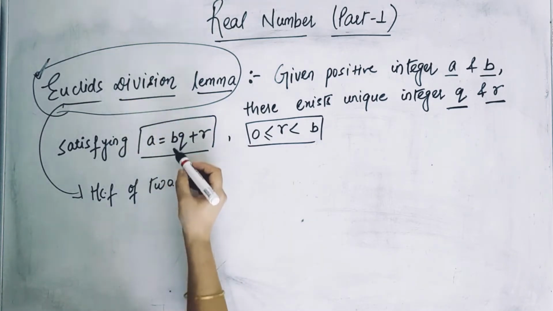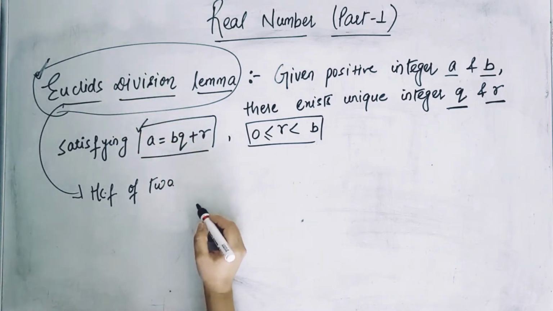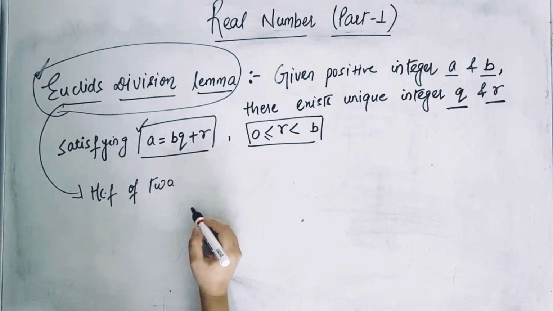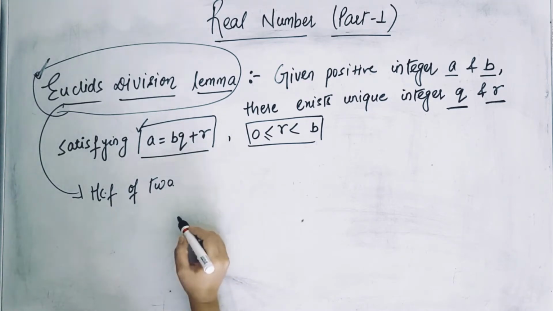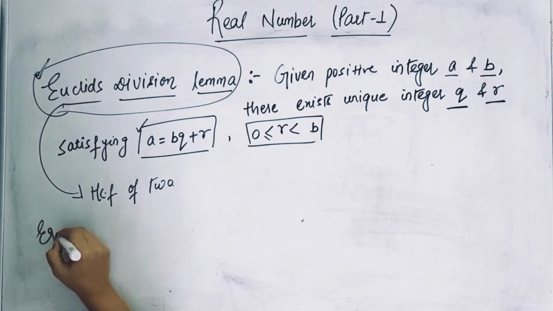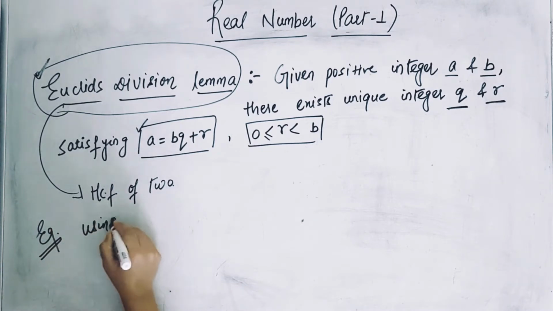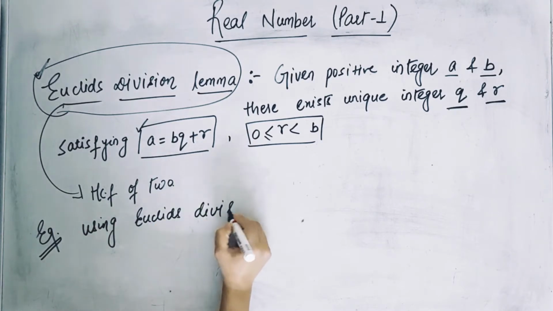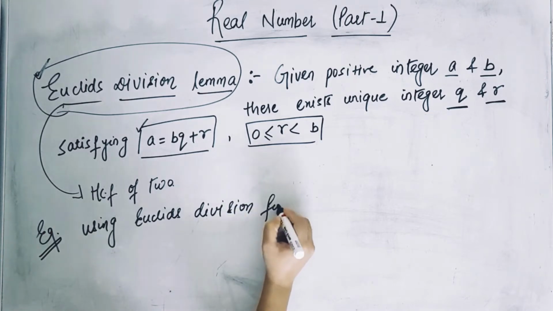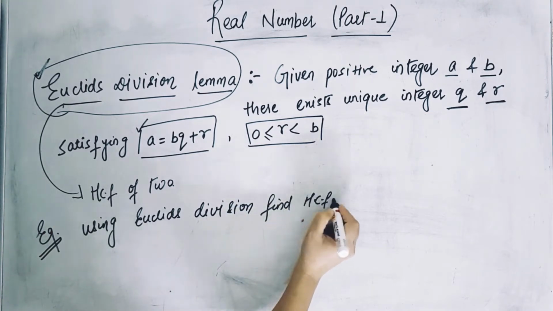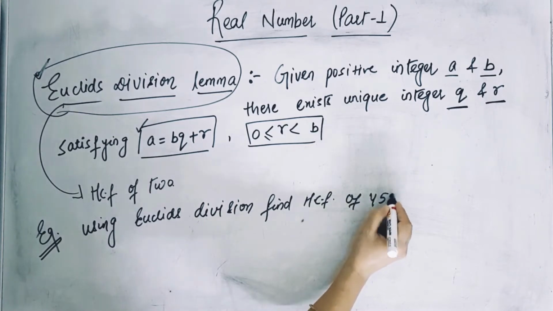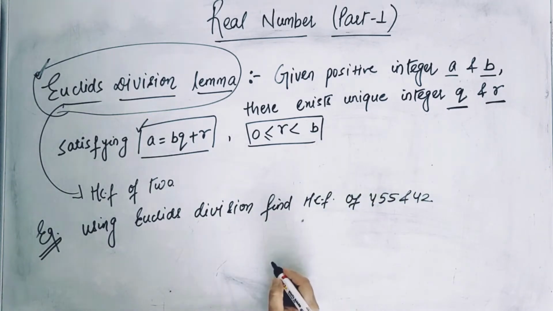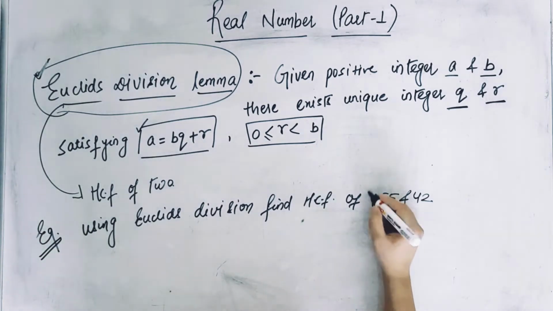When this Euclid's division lemma, that is a equals bq plus r, is written in many steps, we call it Euclid's division algorithm. Now for example, we are provided with the question: using Euclid's division lemma, find the HCF of 455 and 42. We know how we can find their HCF.